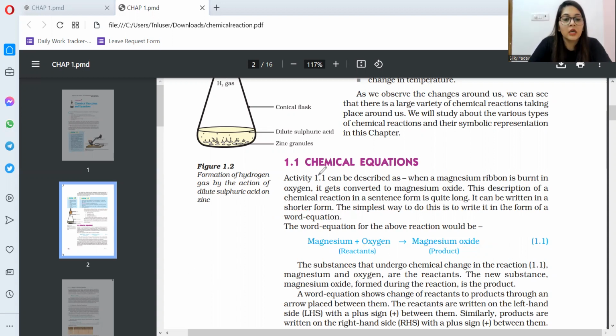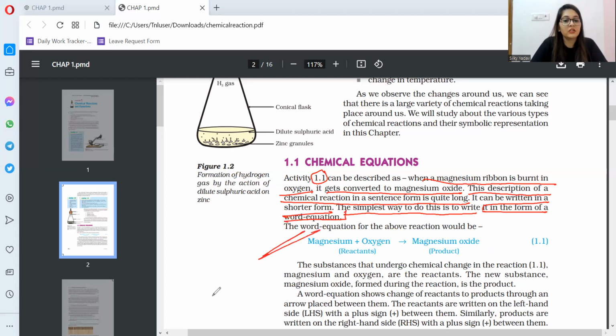I hope that's clear. So the activity 1.1 can be described as: when a magnesium ribbon is burned in oxygen, it gets converted to magnesium oxide, as you already saw. This description of a chemical reaction in sentence form is quite long. If I'm saying magnesium is burned in the presence of oxygen, that's a very big line, right? So it can be written in a short form. The simplest way to write this is in the form of a word equation. So I've told you all what a word equation is.